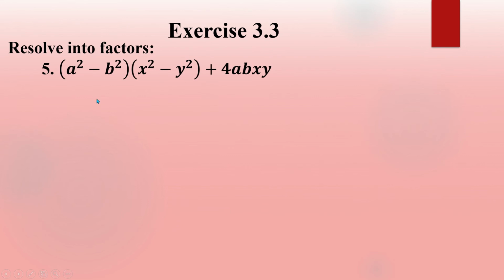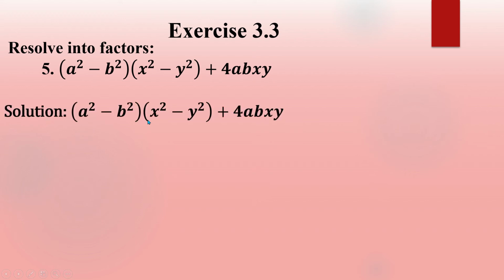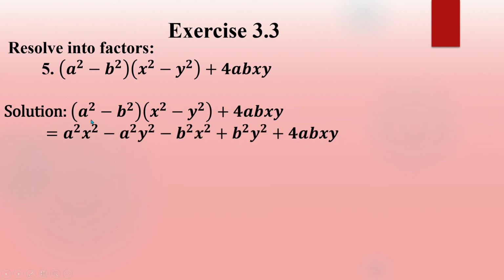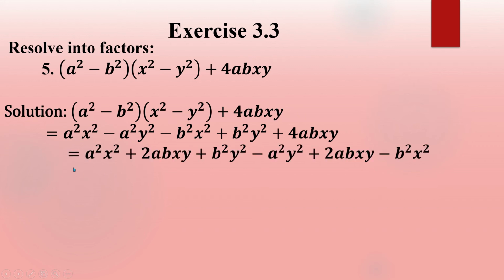Question number 5: (a square minus b square) into (x square minus y square) plus 4abxy. Solution: this is the given expression. This is equal to, we can write a square x square minus a square y square minus b square x square plus b square y square plus 4abxy.